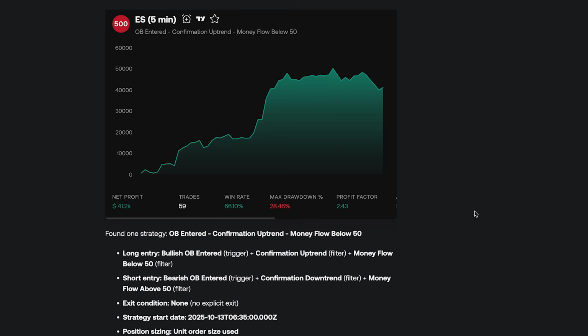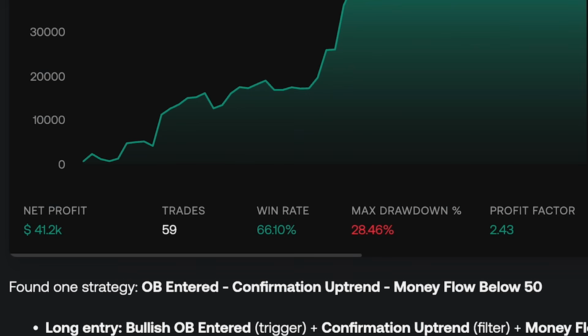Scrolling across, we can review the key metrics: over 50 trades, a drawdown under 50%, a profit factor well above 2.4, and yes, it uses order blocks. This is exactly what we asked for. It's also important you understand what all these metrics listed here actually mean and why they matter when evaluating a strategy. The net profit shows the total dollar amount the strategy would have made over the back-tested period. It gives you a quick sense of the strategy's raw performance.